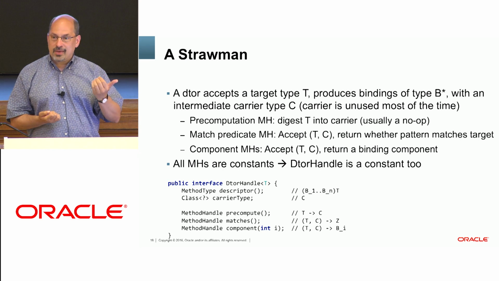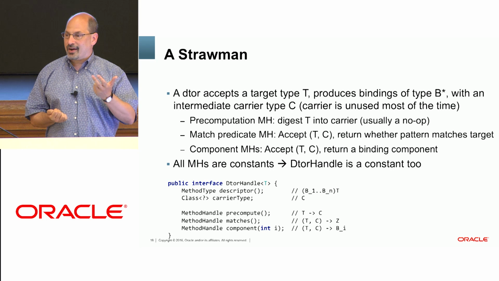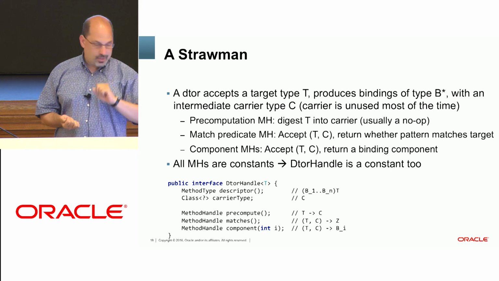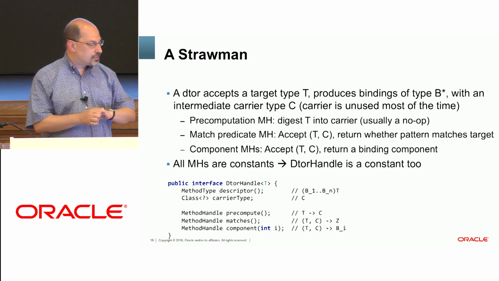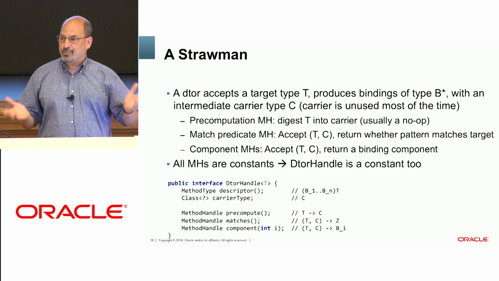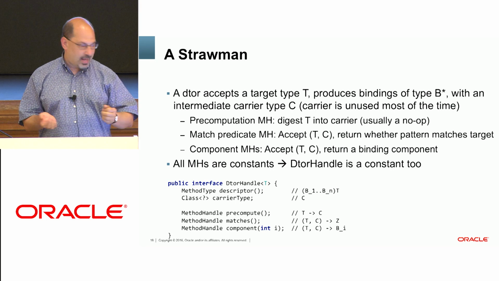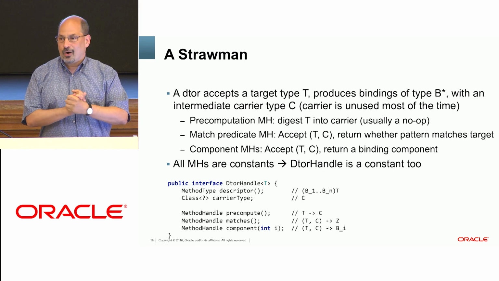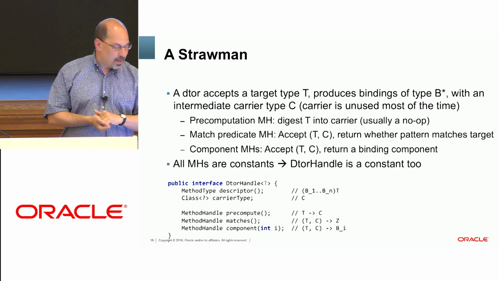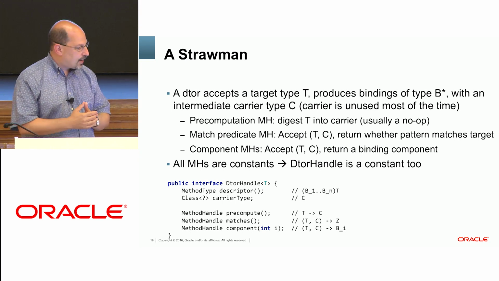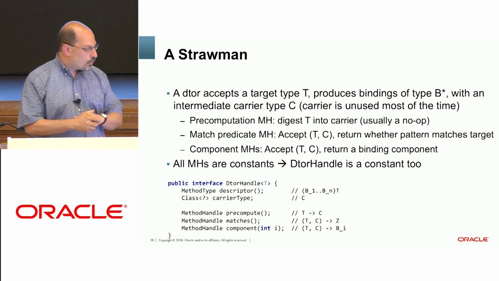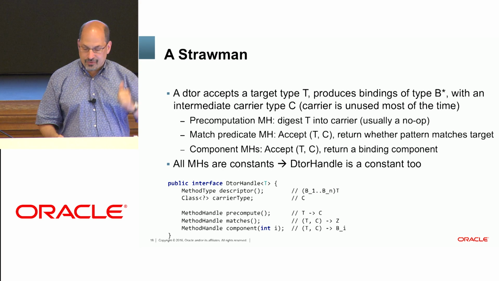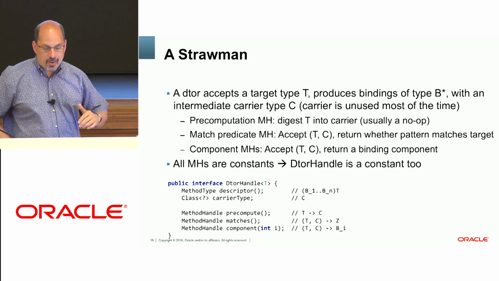And then each of the component method handles takes the target and the carrier and says, all right, get me the ith component out. In the happy case, the match predicate is just an instance of test, and the component handles are just field accessors. But in the complex case, there may be some state that gets carried through this computation. So I've modeled that with an interface type here. The method handles are the bottom 3 things.